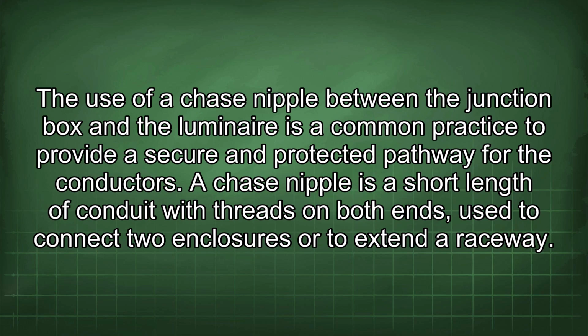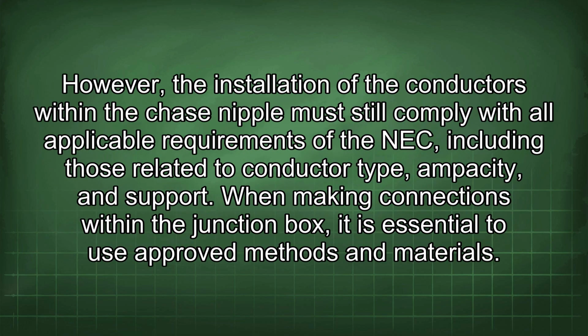The use of a chase nipple between the junction box and the luminaire is a common practice to provide a secure and protected pathway for the conductors. A chase nipple is a short length of conduit with threads on both ends, used to connect two enclosures or to extend a raceway. However, the installation of the conductors within the chase nipple must still comply with all applicable requirements of the NEC, including those related to conductor type, ampacity, and support.